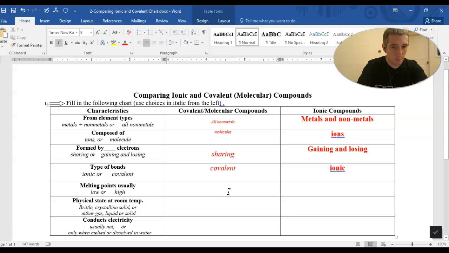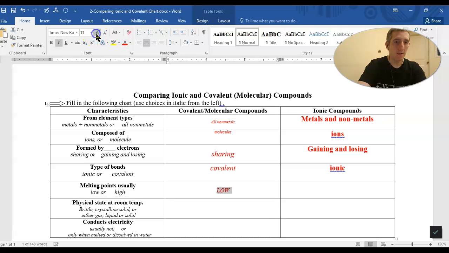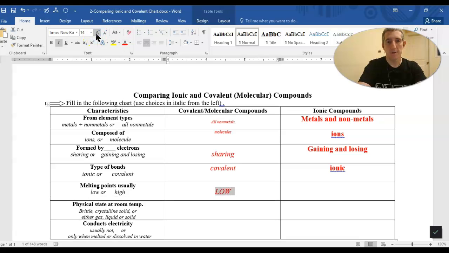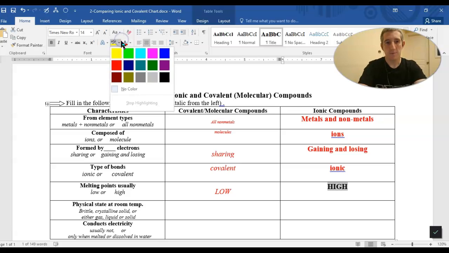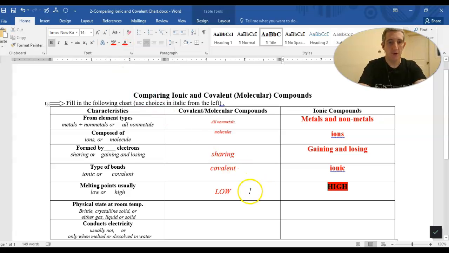Okay, so over here, melting point. So this is kind of the new property. Covalents typically have low melting points. Make that red, make that larger, and we are good. Over here, your ionics have generally, typically high melting points. Click the wrong button, but I can fix that real quick.